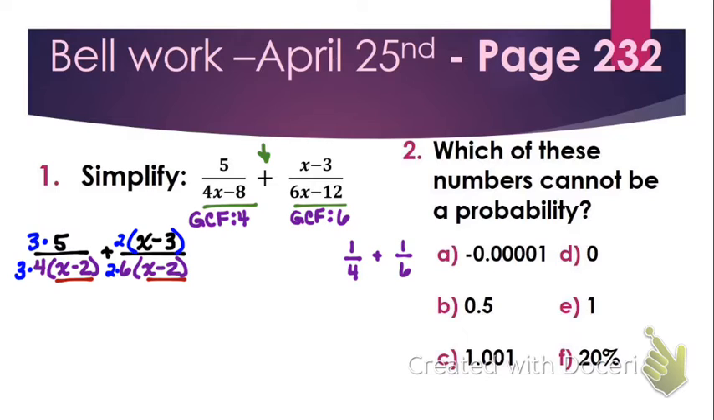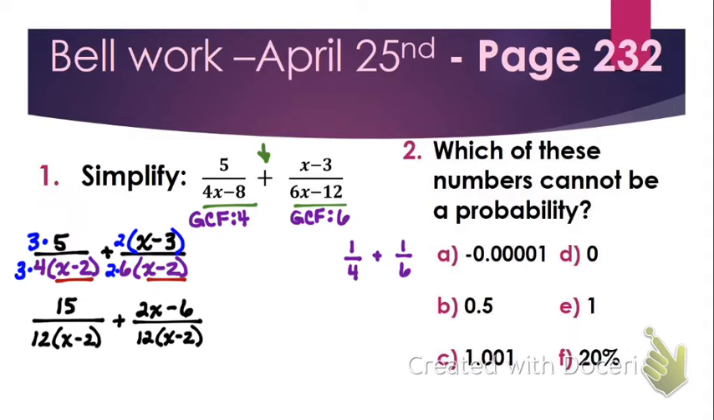You could. That one means that you'll probably have to reduce at the end, but that's okay as long as you remember to reduce it. Yes. So I would have 15 over 12 times x minus 2 plus 2x minus 6 over 12 times x minus 2.